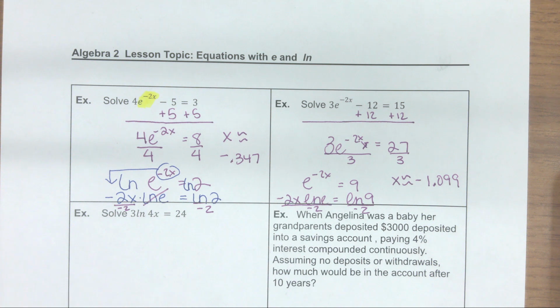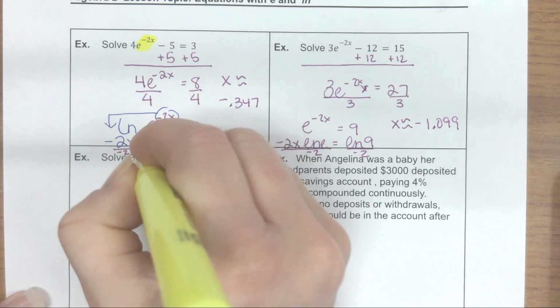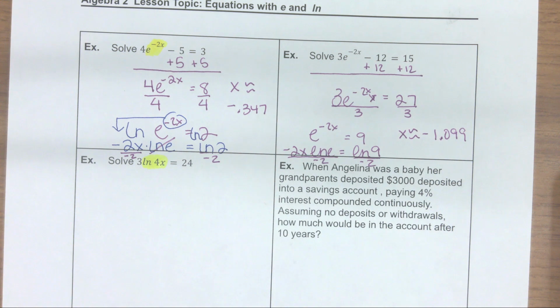So the next question I want to do is the other way around. So what if I see something with the natural log today and I'm trying to undo the natural log part? It's the same thing. We're going to first get the natural log expression alone, and then we're going to rewrite it in exponential form. Okay, so I have that 3 times in front.